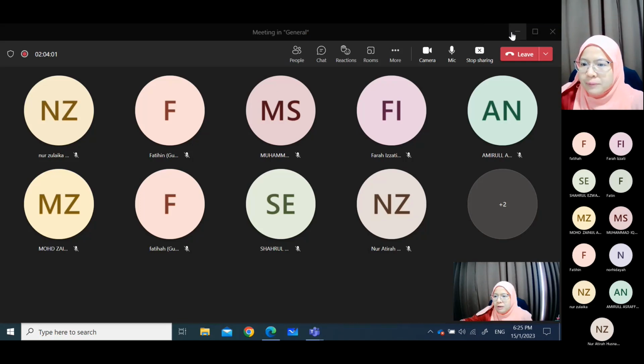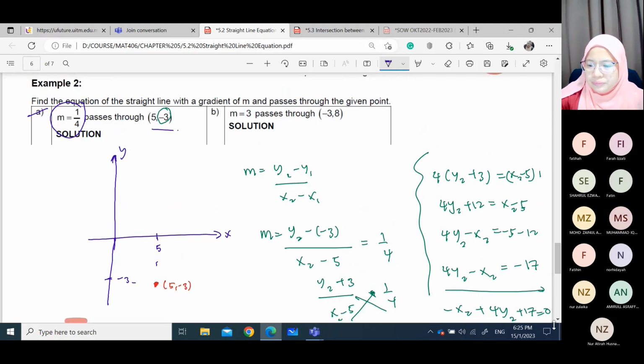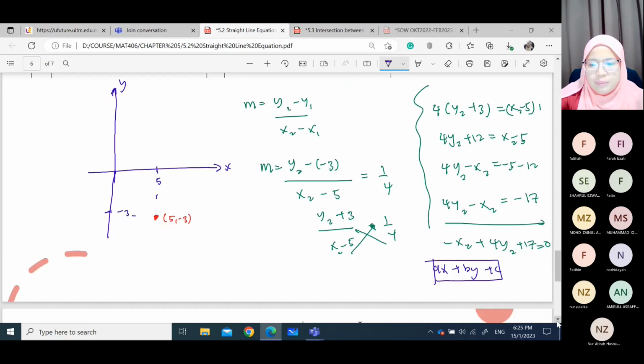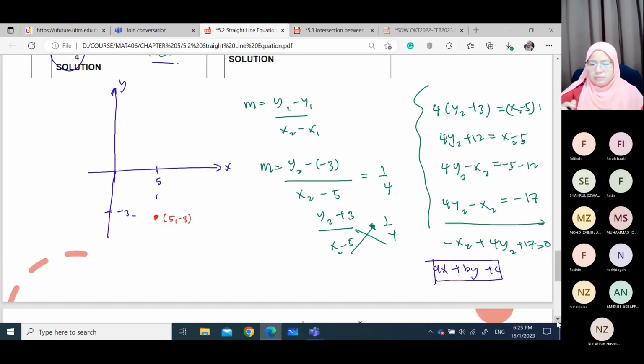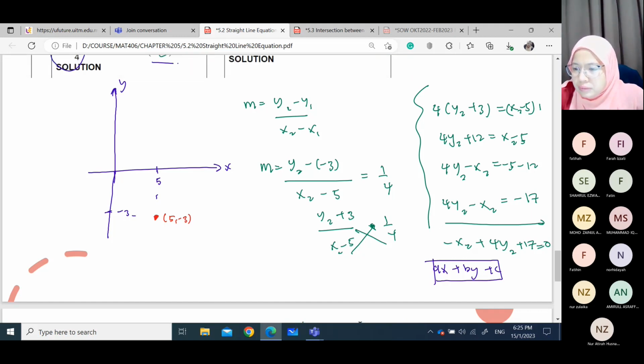Nampak, boleh faham? Versus true. Maknanya poin lagi satu dekat mana? Okay. Alright.